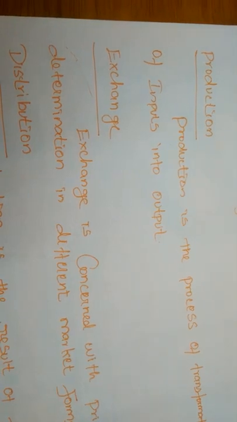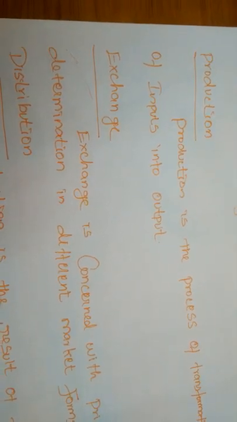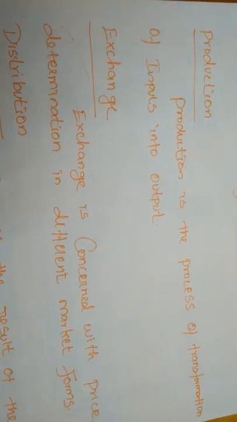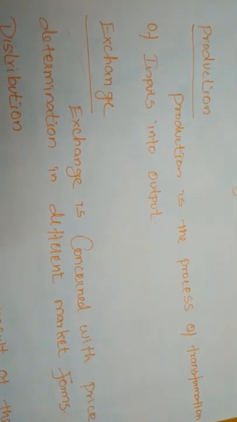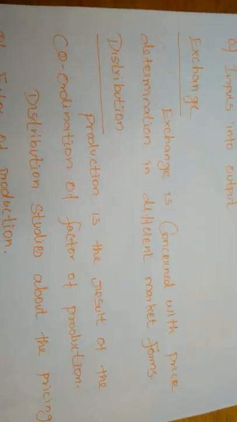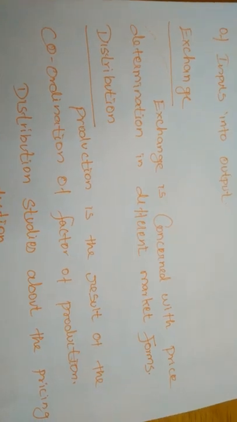By having the raw materials, if entrepreneurs know how to make a finished product, this process is called production, right? Next, exchange. Exchange is concerned with price determination in the different market forms.